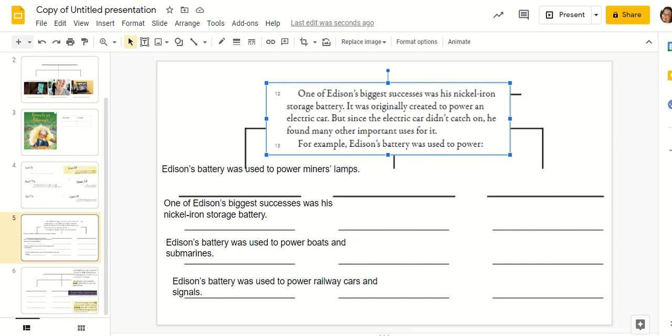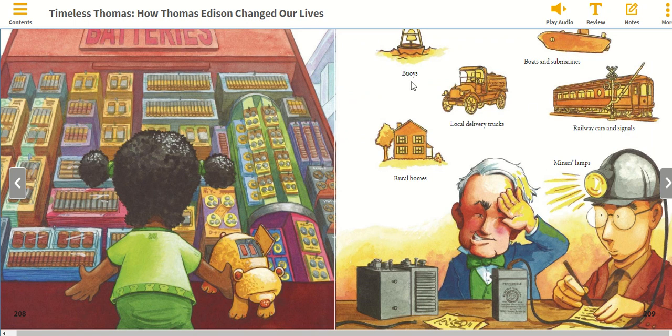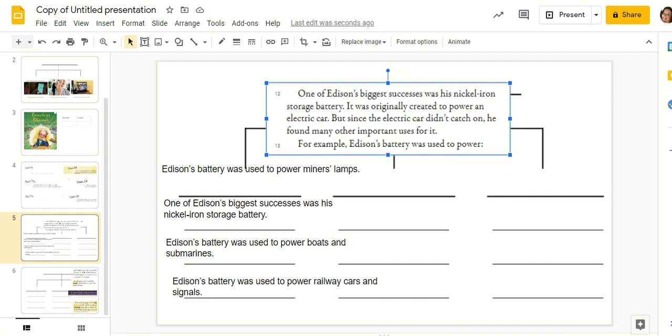One of Edison's biggest successes was his nickel iron storage battery. It was originally created to power an electric car, but since the electric car didn't catch on, he found many other important uses for it. For example, Edison's battery was used to power buoys, boats and submarines, local delivery trucks, lighthouses, miner lamps, and railway cars and signals.